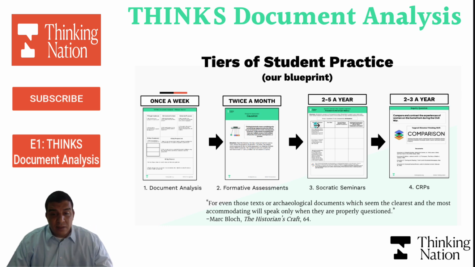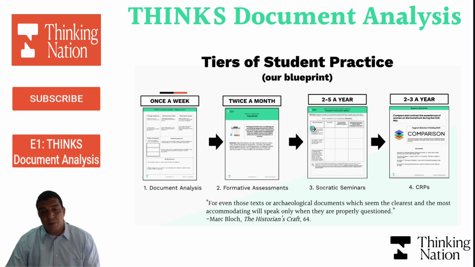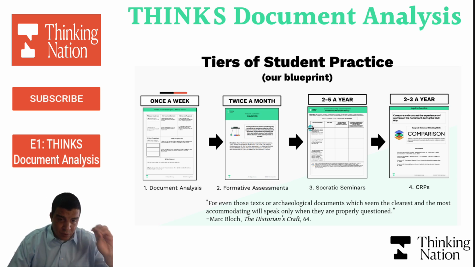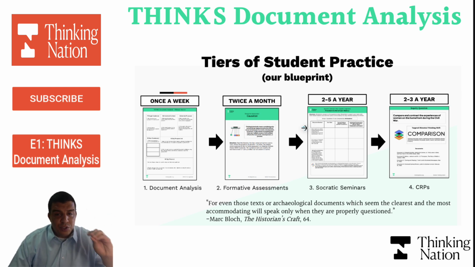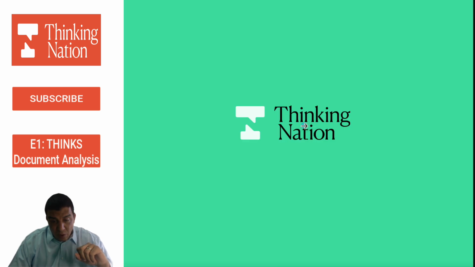And when we think about document analysis, we're thinking that in a history class, document analysis should be happening at least one time a week. So now I'm not saying you have to do document analysis Thursdays and every Thursday has to be like that, but you should be going through documents, historical documents, to develop these historical thinking skills with your students at least once a week.